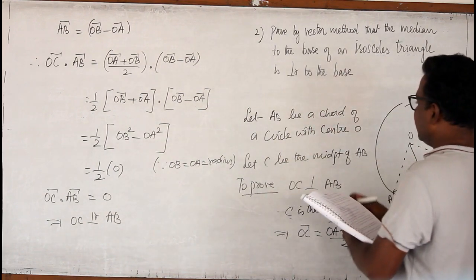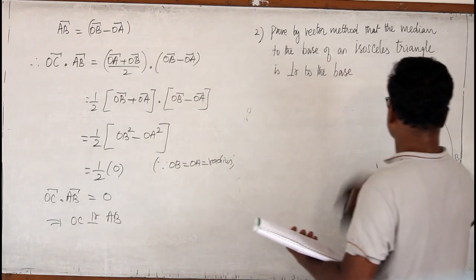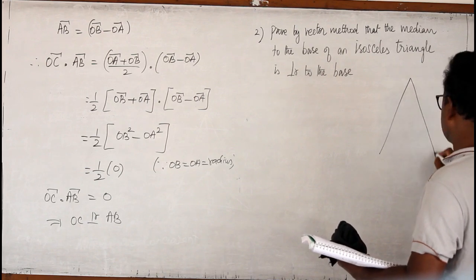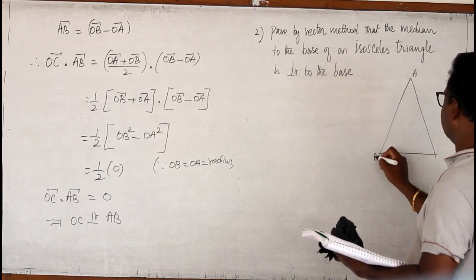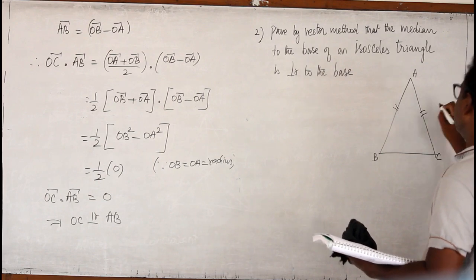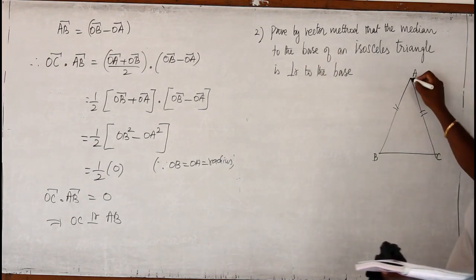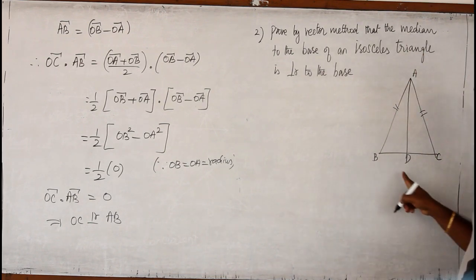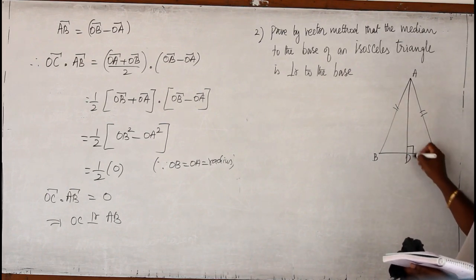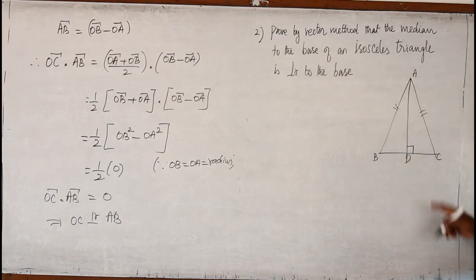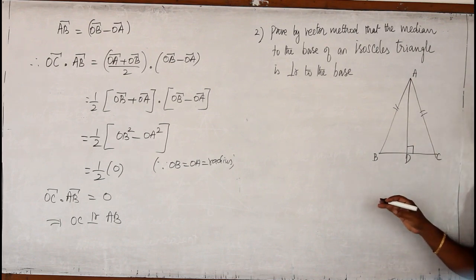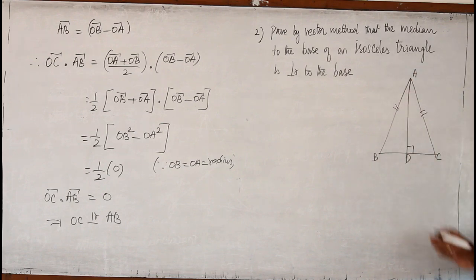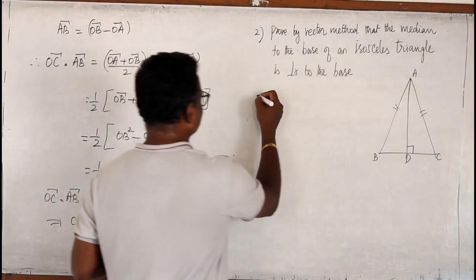So, I am given an isosceles triangle. Let me take an isosceles triangle ABC. Isosceles means sides are equal. So, if I draw AD, where AD is the median, means D is the midpoint, I have to prove AD is perpendicular to BC. Normally, medians won't be perpendicular. Since it is an isosceles triangle, the median AD may be perpendicular to BC. That we have to prove. So, proof.